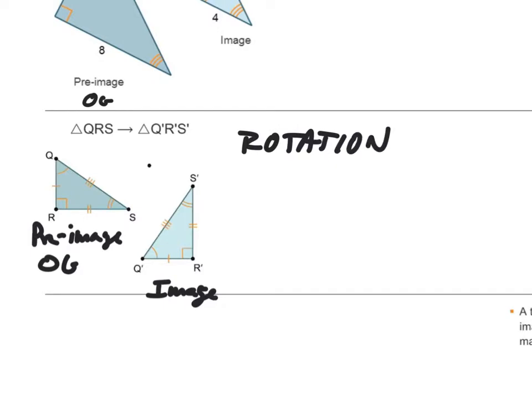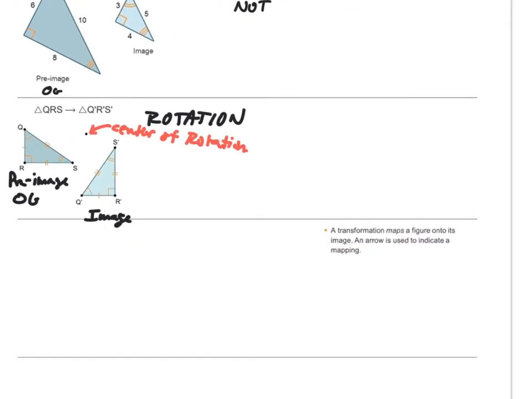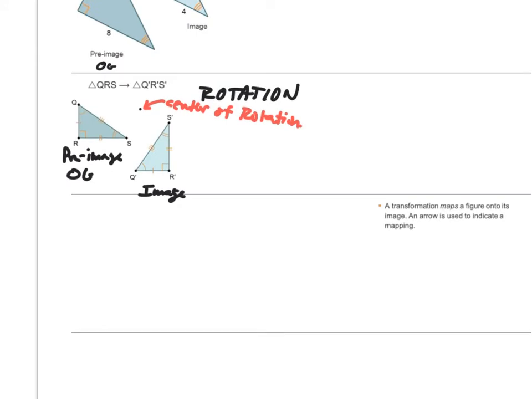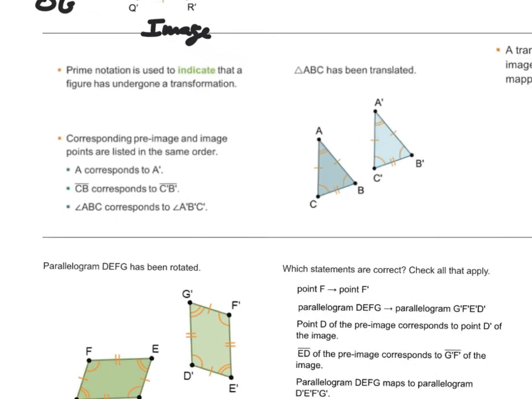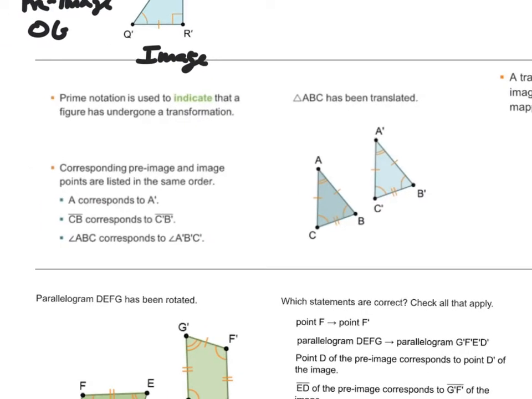Mainly because it seems as though all these points have just been moved around this center of rotation, okay? We'll call this the center of rotation. All right, so we're going to take a look at a number of ways on how to identify what this becomes. Okay, let's jump in and take a look at what this means when it says prime notation.